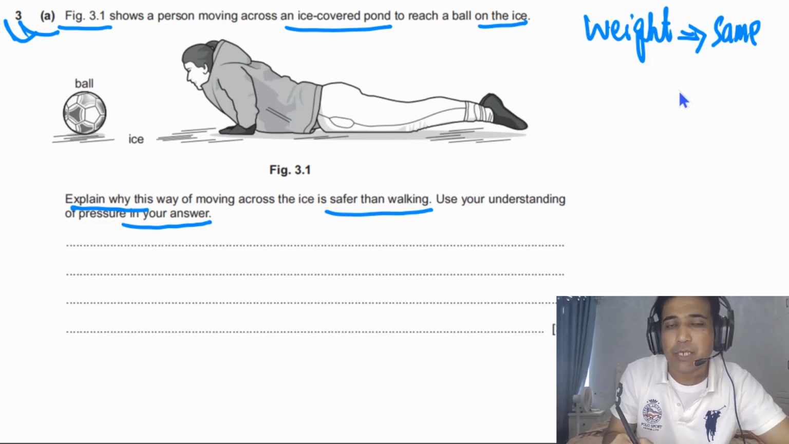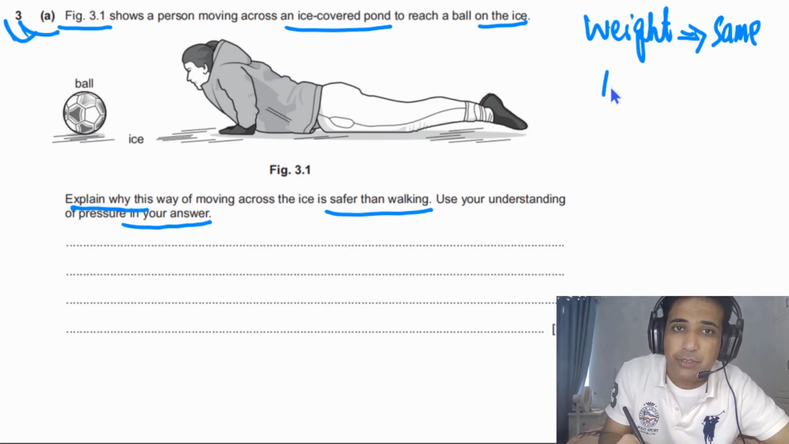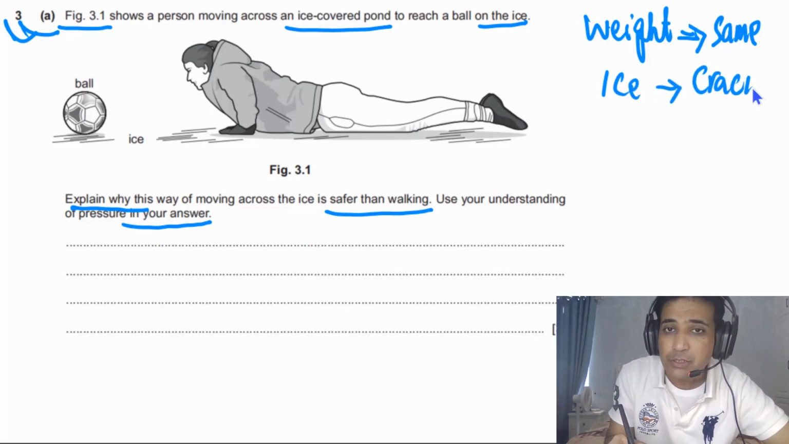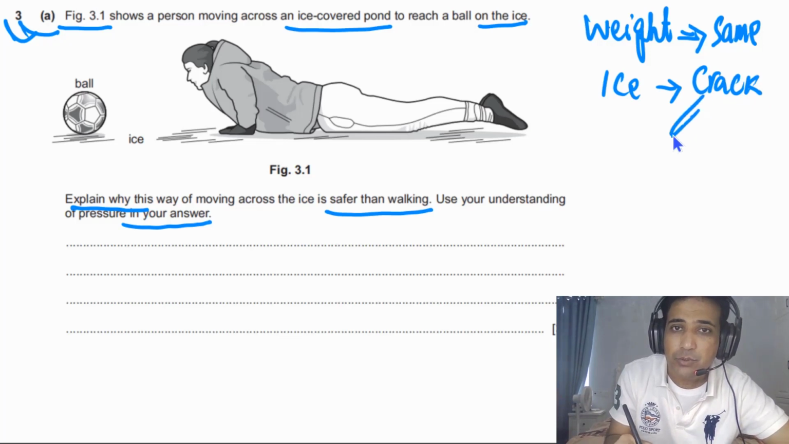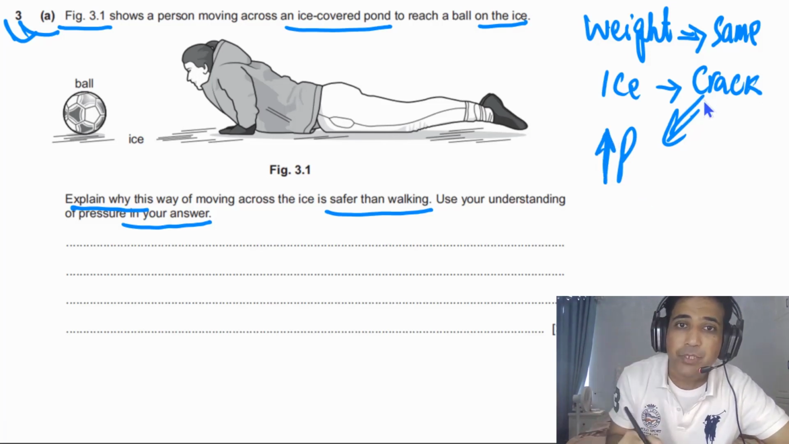Now we need to understand when the ice is less likely to crack. The ice will be less likely to crack if the value of P is lower. If P is greater, the ice is more likely to crack. So if we can lower P, we can reduce the risk of cracking the ice. So how can we reduce P?